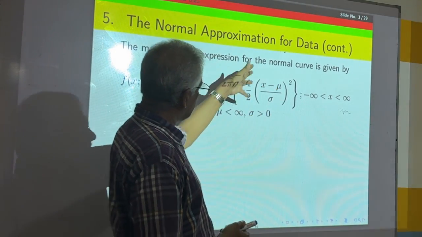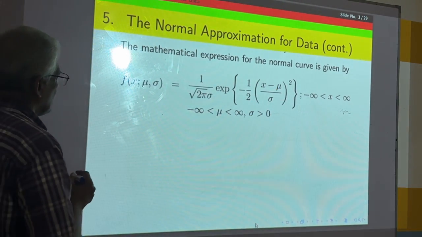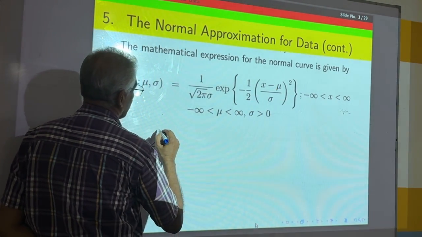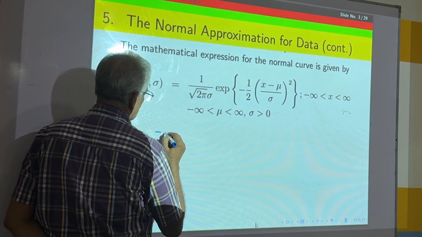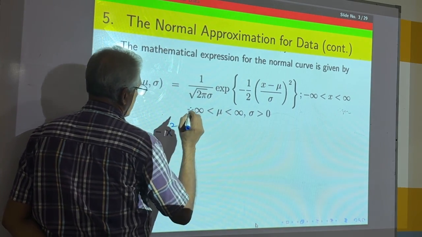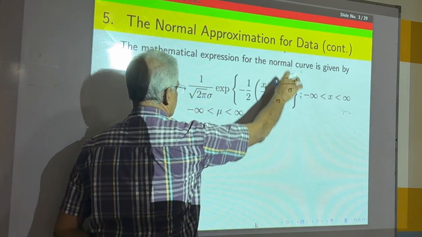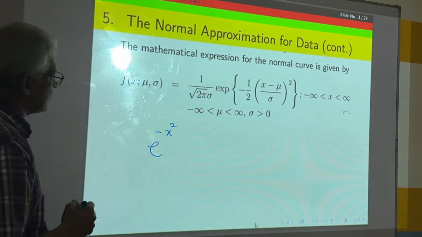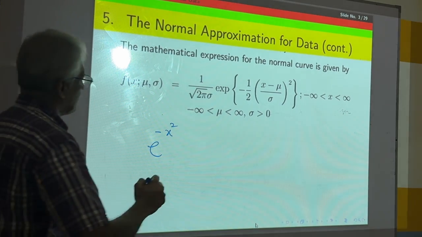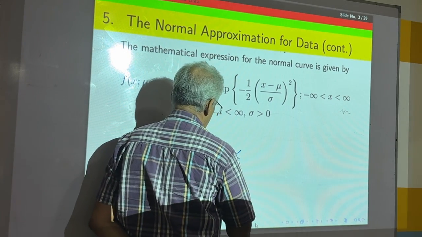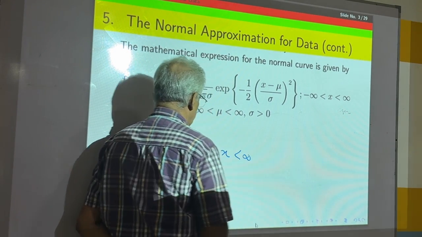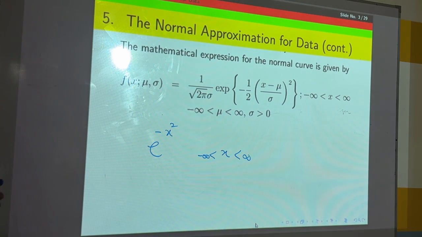So from your mathematical knowledge, if you have something like e to the power negative x square, just forget about this number here and this whole thing, what kind of shape is this when x is from minus infinity to plus infinity? What kind of shape is this?